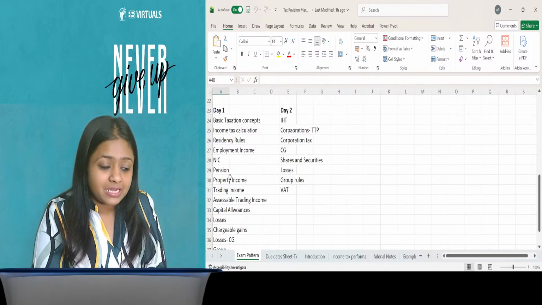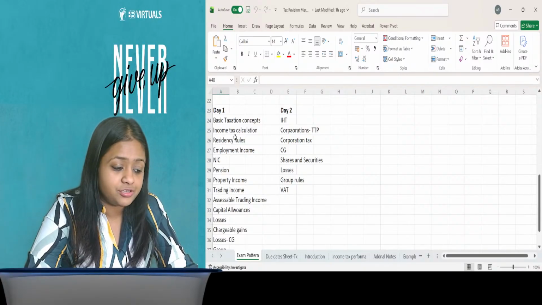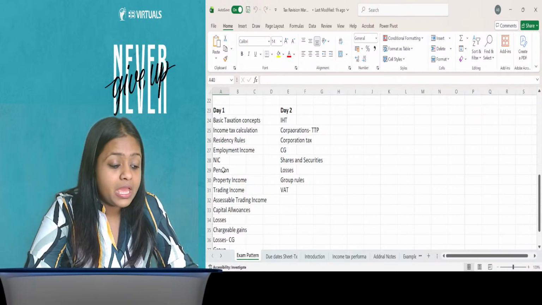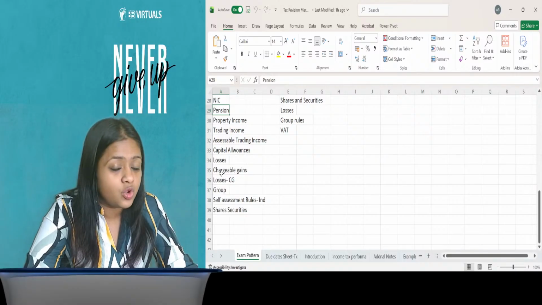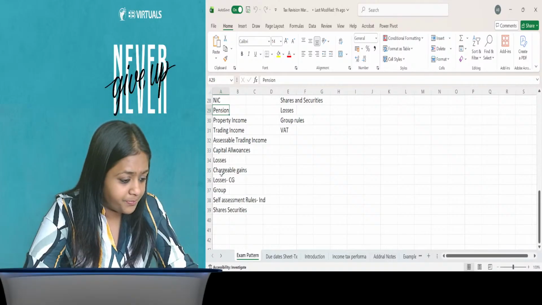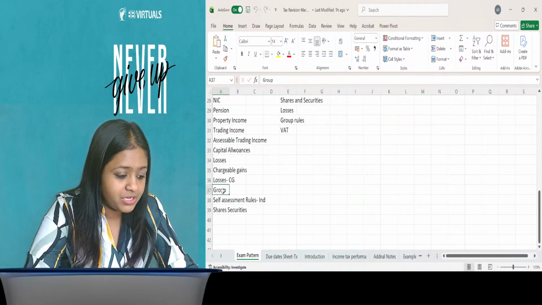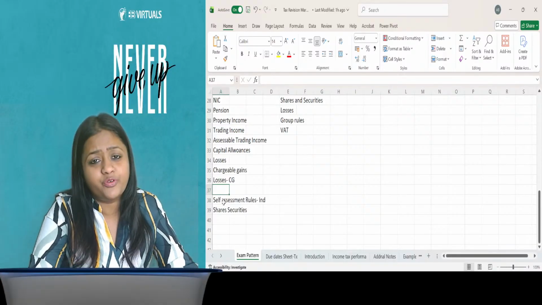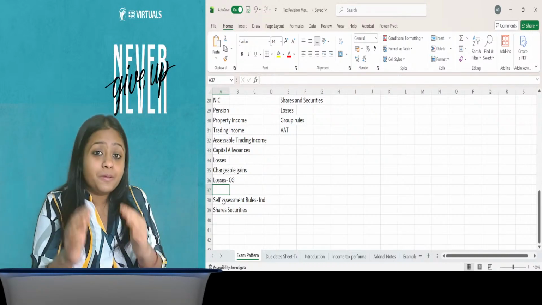Day 1 topics that we covered were basic taxation concepts, income tax calculations, residency rules, employment income, NIC (national insurance contribution), pensions, property income, trading income, assessable trading income, capital allowances, losses, chargeable gains, and how we treat the capital losses in case of chargeable gains. No, groups we did not cover. And then we covered self-assessment, not exactly, but I gave you a brief look. I have that Excel file or PDF created for you all. So please go through the same.